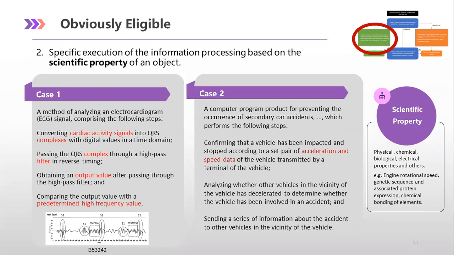Here, to generalize a bit, the scientific or technical property referred to here ranges from physical, chemical, biological, electrical properties, and others. Specifically, it can be anything like engine rotational speed, genetic sequence, and the associated protein expression in the biological field, or chemical bonding of elements in chemistry.